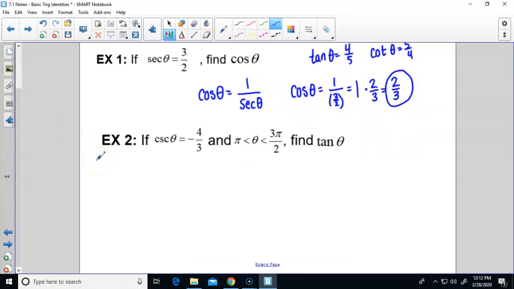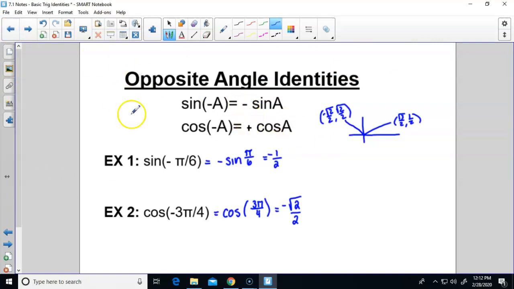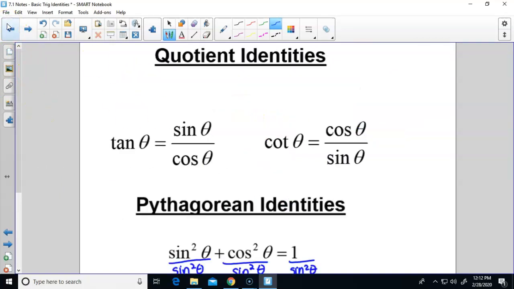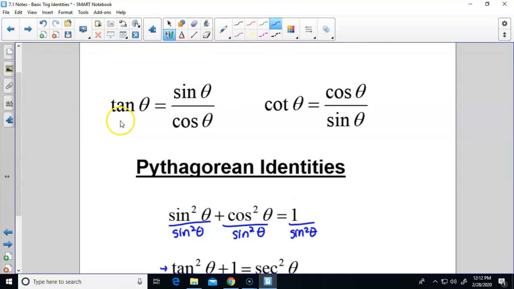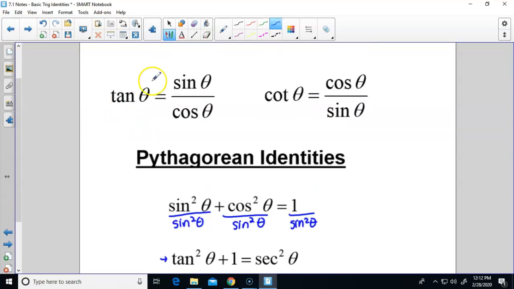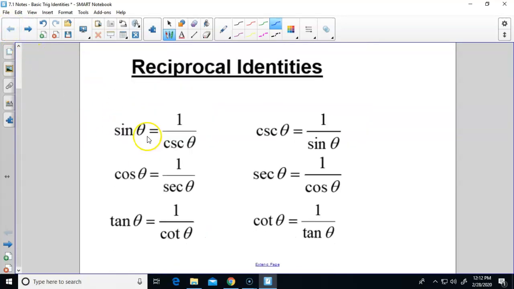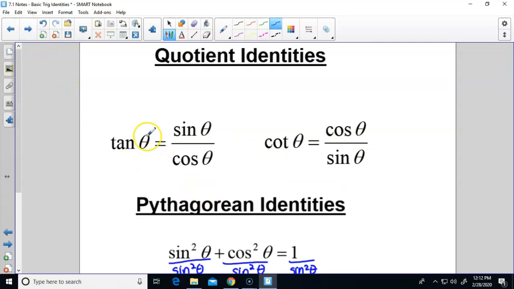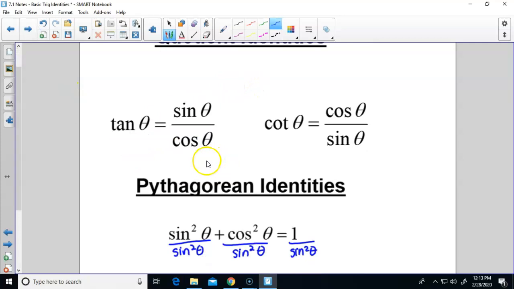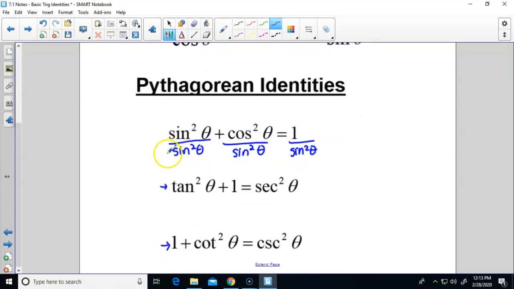Example 2 gives us cosecant and asks us to find tangent. Well, if we look back through our identities, the opposite angle identity is not going to help us there. It just deals with sine and cosine. The reciprocal identities do not help us because tangent and cosecant are not reciprocals of each other. Our quotient identities do not help. Tangent is sine and cosine, and doesn't deal with cosecant.